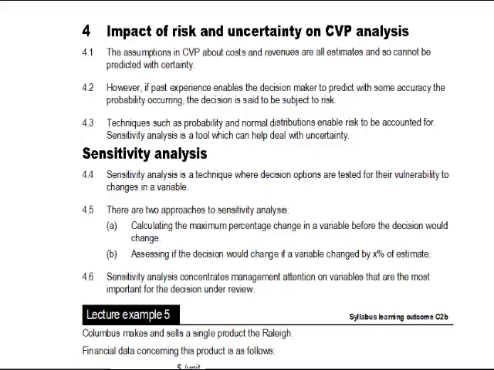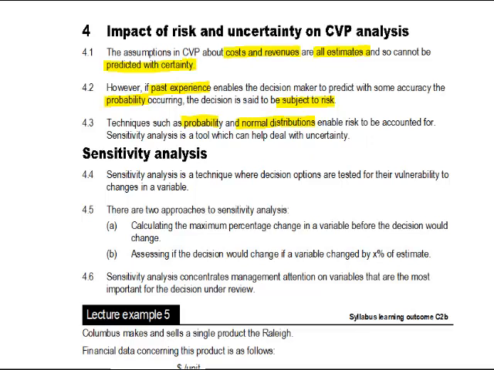Section 4 is about the impact of risk and uncertainty on break-even analysis. When we make assumptions during this analysis about costs and revenues, they're all estimates, and therefore we can't predict them with any degree of certainty. However, if we're lucky enough to have some past experience, we may be able to assign some probabilities to the different outcomes that may occur, and if that's the case, the decision is said to be subject to risk. Using probability analysis and normal distributions enables risk to be accounted for.